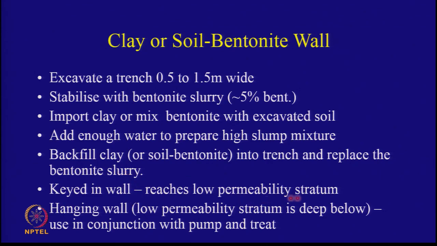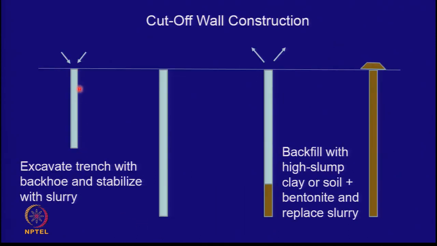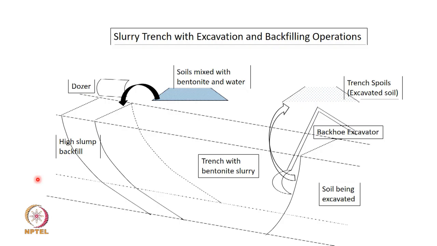A keyed-in wall reaches the low permeability stratum, but a hanging wall does not, and it is used in conjunction with pump and treat. So you excavate a trench using an excavator, a fully excavated trench, and it is stabilized with bentonite slurry, 5% bentonite, and then you start sending in your high slump material. How I send it will become apparent. This slurry keeps on coming out now, and that's your final wall. This is the way the operation goes.